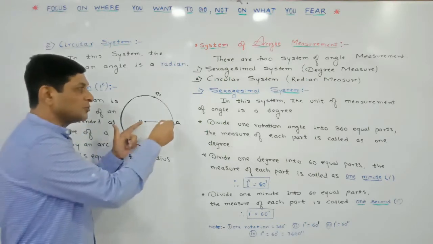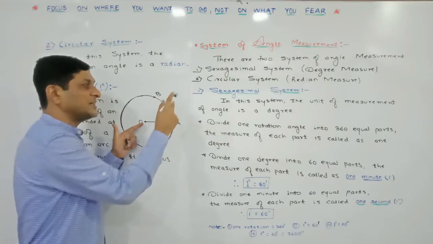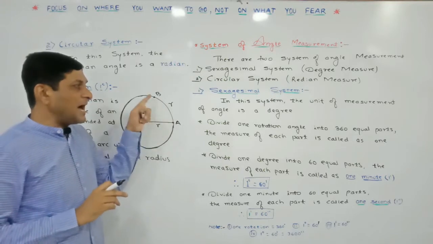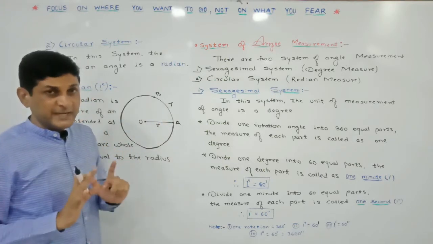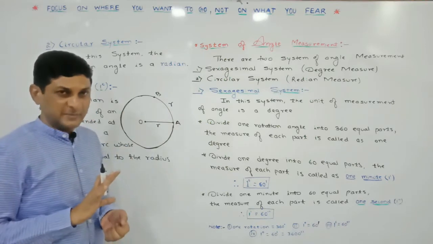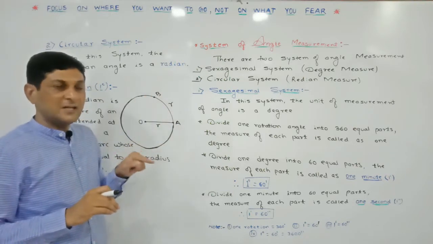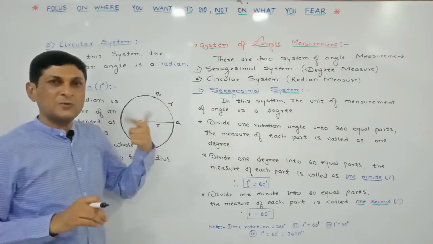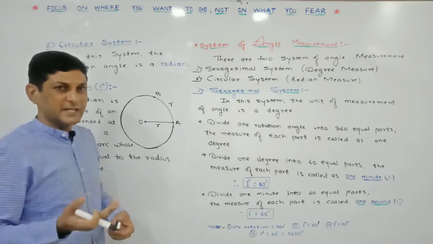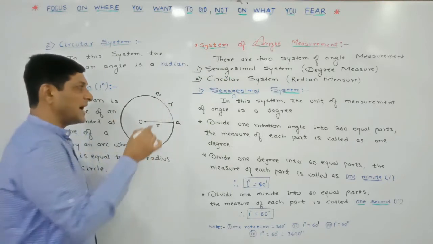Then take 2 points on this circle such that this arc length is also equal to what? 5 centimeters. Means will be equal to what? Radius. Jo bhi radius hai, utna hi arc length lena hai. If radius is equal to 5 cm, then take that arc length is also equal to what? 5 cm. If radius is equal to 10 cm, then take 2 points on this circle such that this arc length is equal to 10 cm. Means always take arc length equal to what? Radius.